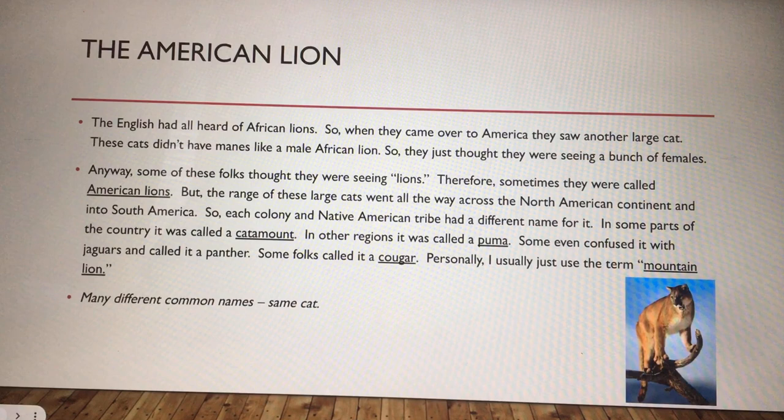So some people called it a catamount. Other parts of the country called it a puma. Some folks called it a cougar. And then, like I said, I usually just use the term mountain lion. Furthermore, a lot of indigenous Native American tribes in North America and South America alike have their own regional names for this cat.